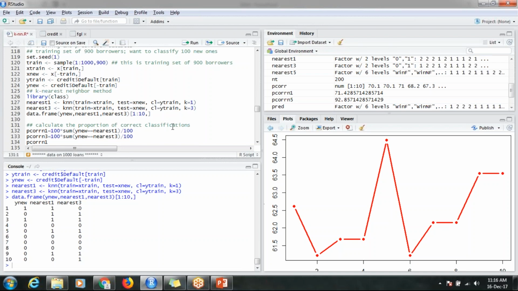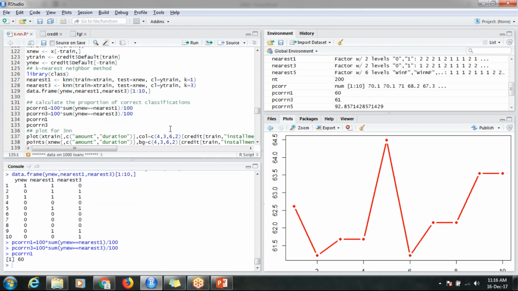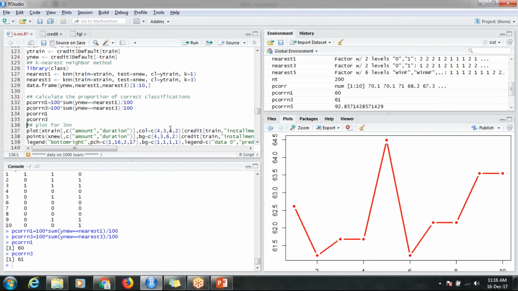So let us calculate the percentage and try to understand. Here I have 100 observations in the test data set, so that is why I'm dividing by 100. I count how many I got correct and take the sum out of 100. So for nearest neighbor 1, there is 60% accuracy, and for nearest neighbor 3, 61% accuracy. On an overall level, both are more or less the same. I cannot claim that one is better because this is a very insignificant improvement.